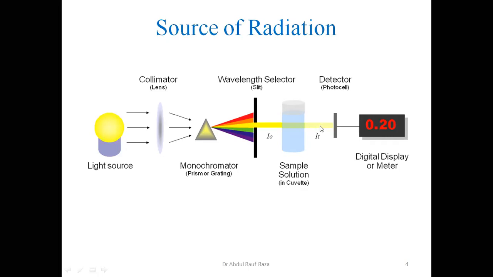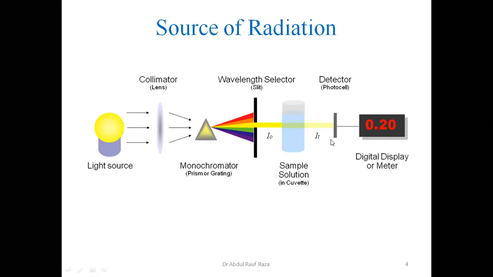So we detect this after passing through, and you see this is passing having an intense yellow color, and here it is a light yellow color, meaning some of the radiation has been absorbed. Now what is this? This is the detector which detects how much radiation is being transmitted. So what is this showing? This is showing a digital display on a meter. So it shows 0.20 is the intensity.